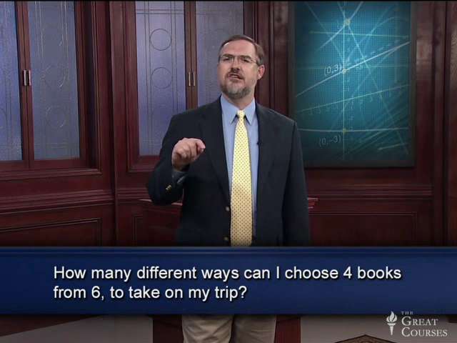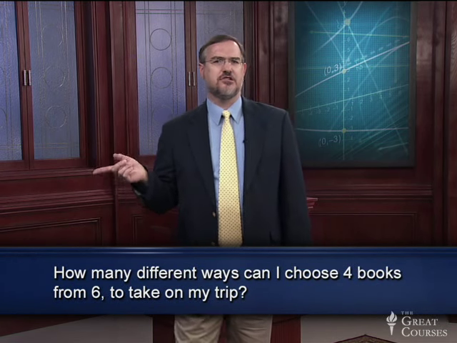Now, I'd like to suggest that we move forward with another example, and use this formula for C of n comma r to do this example. We have a set of 6 books that I want to read during my summer vacation, but I am only going to have time to read 4 of them. So my question is, how many different ways can I choose the 4 books out of the 6 books that I have to take on my trip?